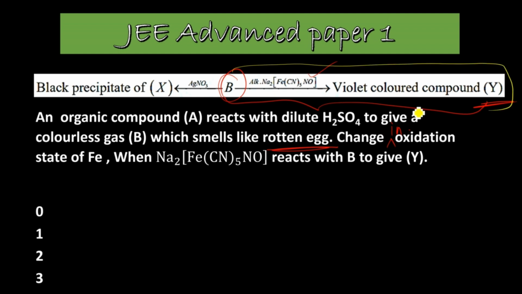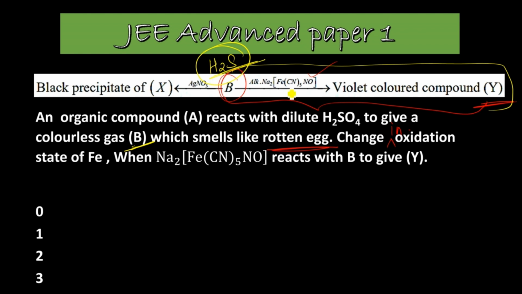The right side part, right? So what happens over here? What would be our B? A is reacting with dilute H2SO4 to give colorless gas B, which smells like rotten egg. So rotten egg can be H2S, sulfide, right? A sulfur compound. Why am I saying sulfur? Because with AgNO3 it is giving you black precipitate, right? So it can be a chance of sulfur.